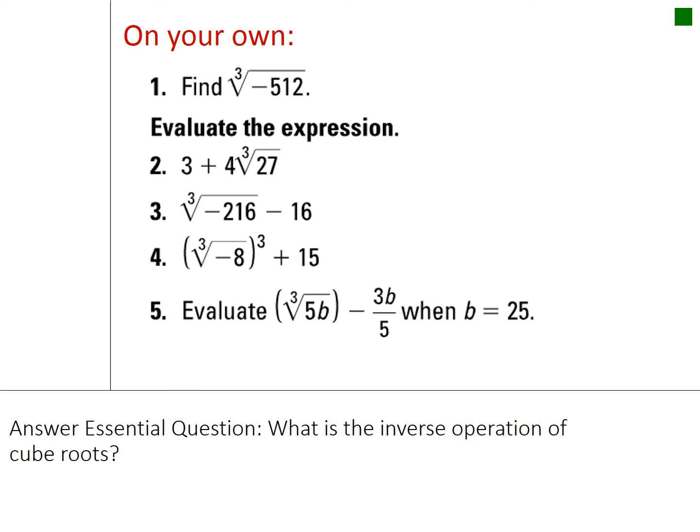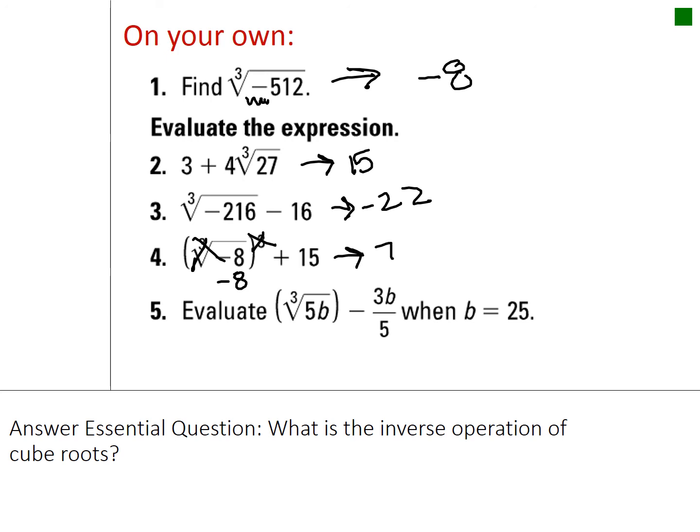Alright, thanks for taking your time on this. You should have gotten -8. Make sure you keep that negative sign with it. Then you should have gone through the cube root of 27 multiplied by 4, and then added 3 to that, and you should have gotten 15. For 3, you should have taken the cube root of negative 216, kept it negative, and then taken away 16 from it, and you would have gotten negative 22. Number 4, you didn't have to do the operations. These two are inverses of each other, so this would just leave it as -8 plus 15, which is 7.